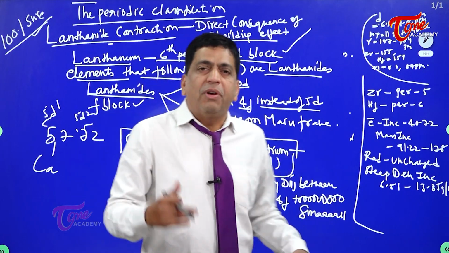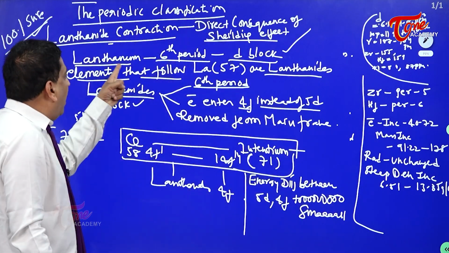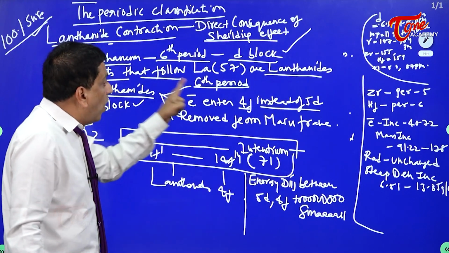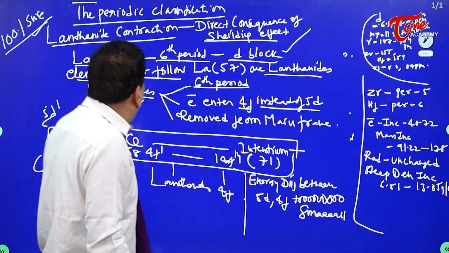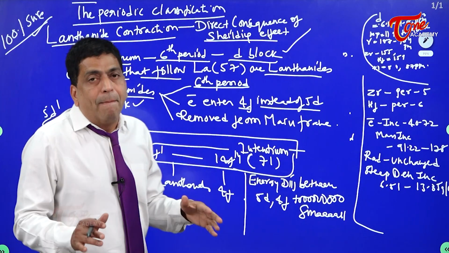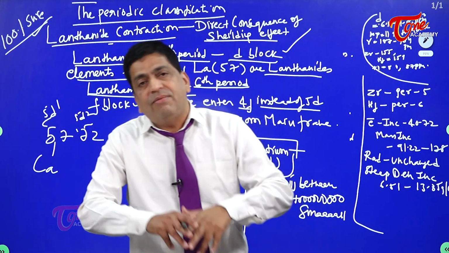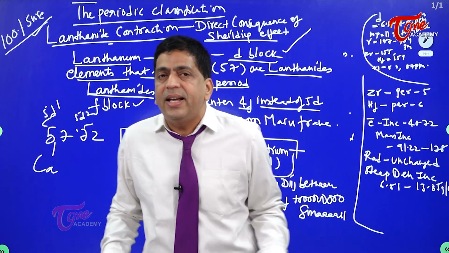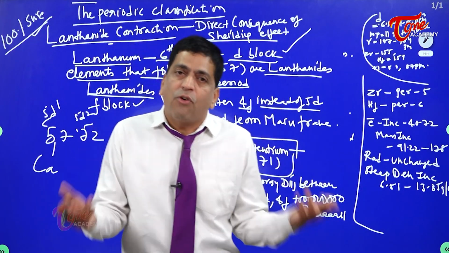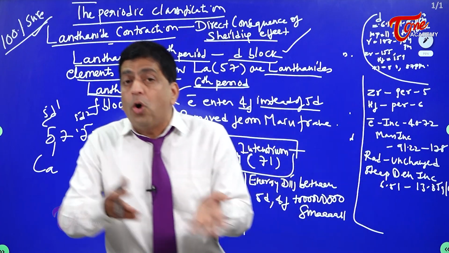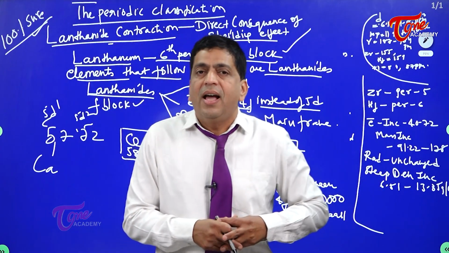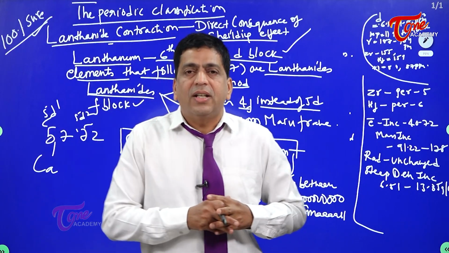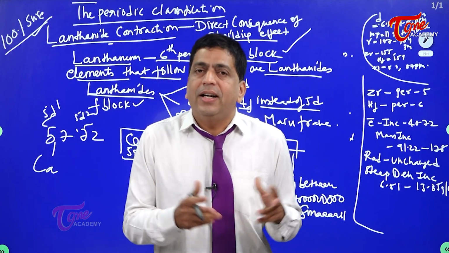So let me conclude before I go to lanthanide contraction. Lanthanum is a 6th period D block element. Elements that follow lanthanum are called lanthanides. Mind you, lanthanum belongs to 6th period, and lanthanides also belong to 6th period. But in lanthanum, the electron enters 5D, while in lanthanides, it is entering 4F. Lanthanum itself is a D block element. Now let us discuss what is lanthanide contraction and its applications.